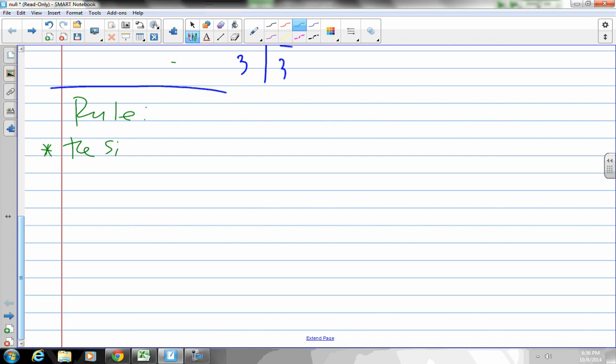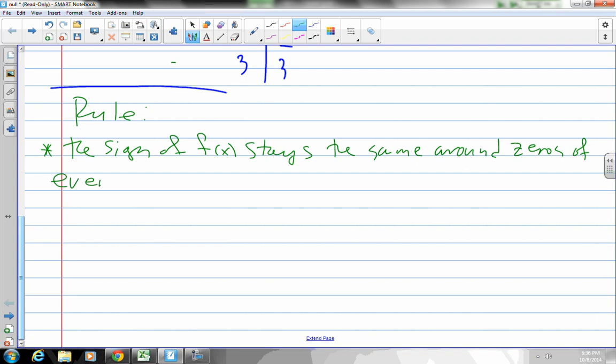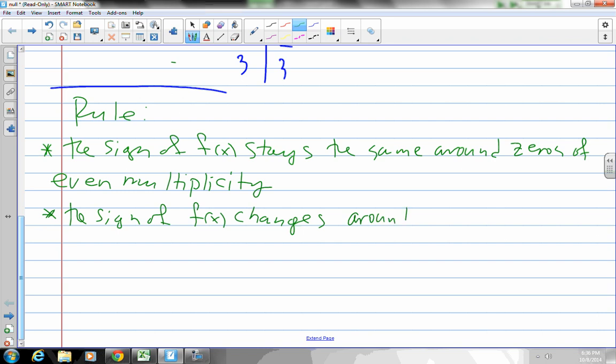So the sign of f of x stays the same around zeros of even multiplicity, and the sign of f of x changes around zeros of odd multiplicity.